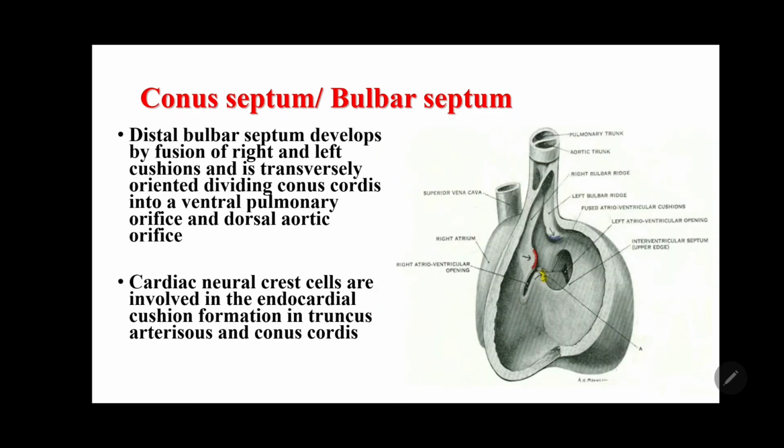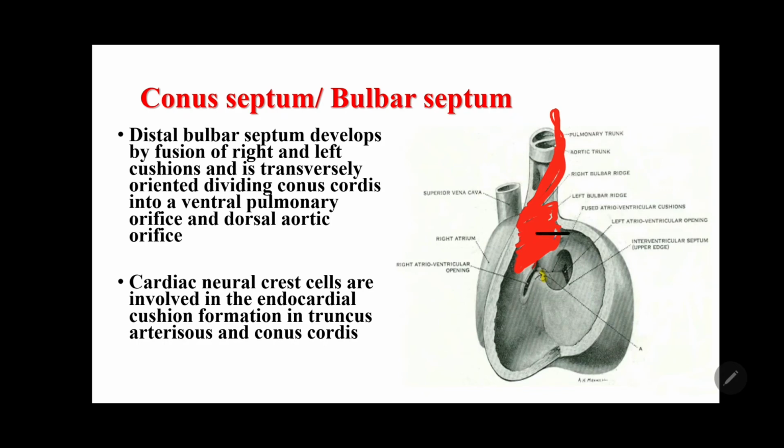And the distal bulbar septum is developed by the fusion of right and left cushions. So here you can see what happens. Right dorsal and left ventral form the proximal bulbar septum, whereas the distal bulbar septum is formed by the right and left transversely. And these bulbar septa fuse with the aorticopulmonary septum, which is spirally oriented.